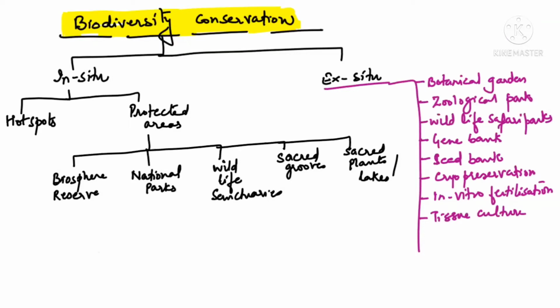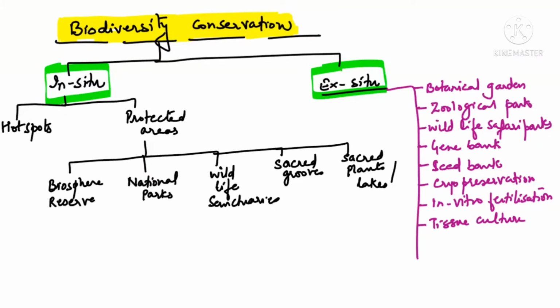So this is just a mind map for the conservation strategies. Either we can do in situ conservation strategy, or we can do ex situ. So in ex situ, these are the different lists, and for in situ, either we will make hotspots or we will declare protected areas. Now let us see from the NCERT.